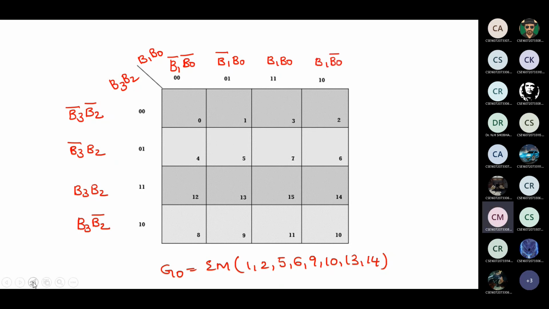Now tell me in which position should I put 1? 1, 2, 5, 6, 9, 10, 13, 14. Now tell me how many groupings are possible. How many quads? How many pairs? 3 quads or 2 quads? How many? 3.